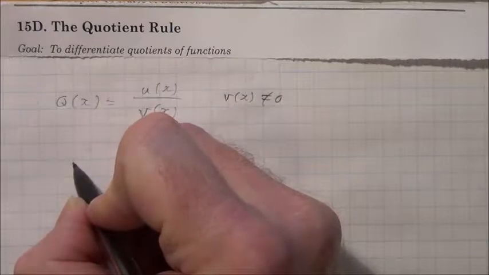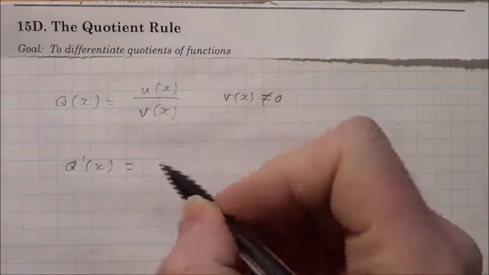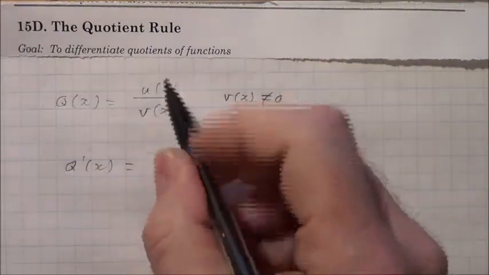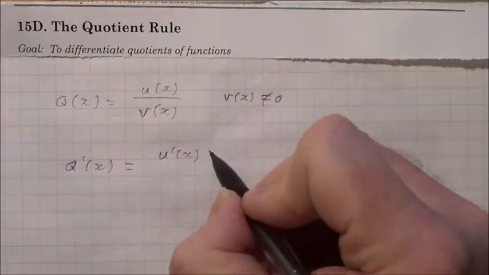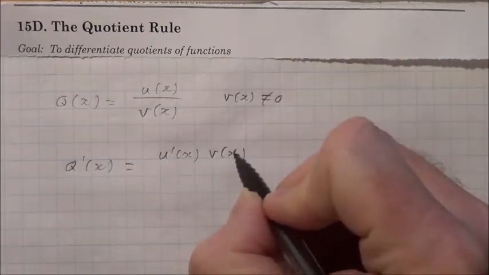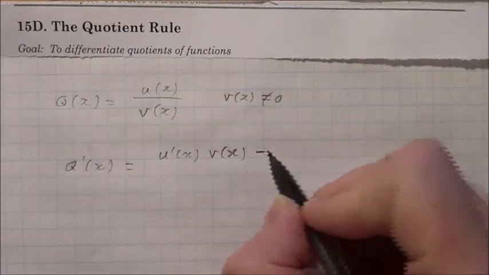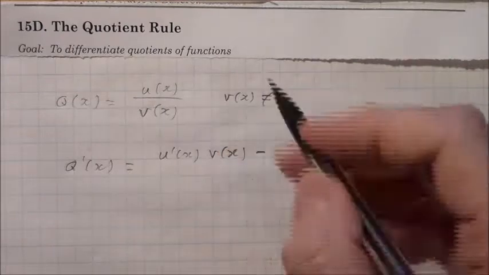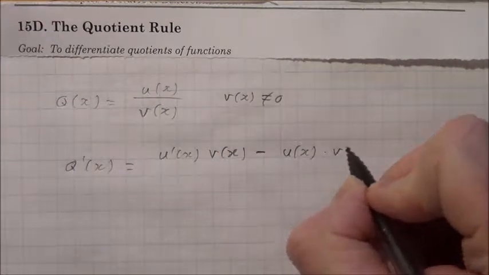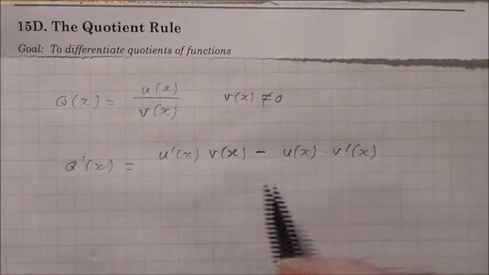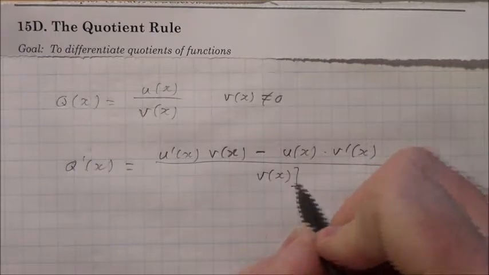And so then if we take the derivative of q of x, what we do in this case is we're going to take the derivative of the top, so u prime of x, multiplied by the bottom, v of x. Then we're going to subtract. In the product rule we added, but in the quotient rule we're going to be subtracting. Then we take the u of x just as it is, and we multiply by the derivative of the denominator, v prime of x. And all of this is going to be over v of x squared.